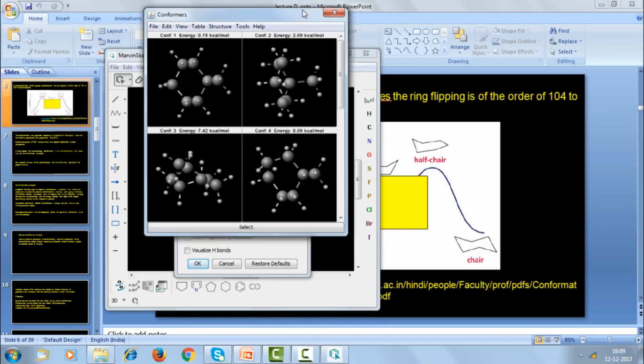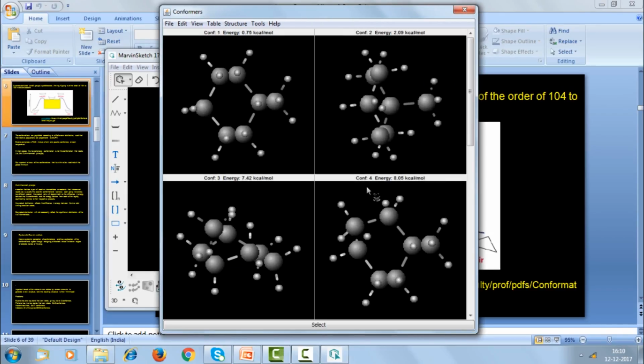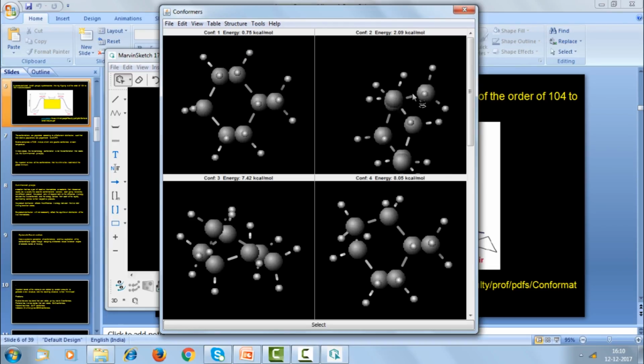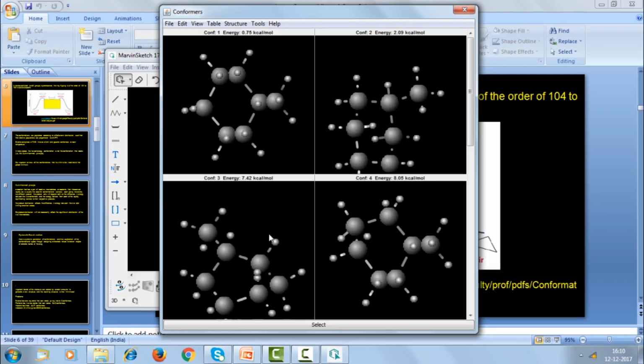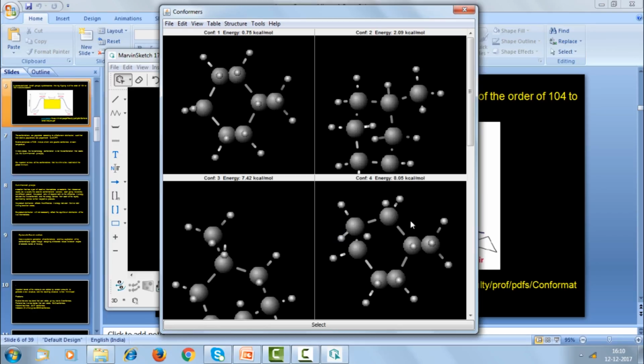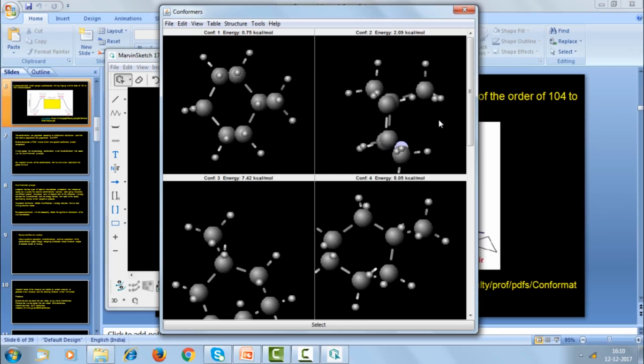Look at this. It is giving you different conformations of this substituted cyclohexane. So this is 9.75, which is very different, so forget about this. This is 7.42. This is substituted. This is 8.05. Look at this conformation.